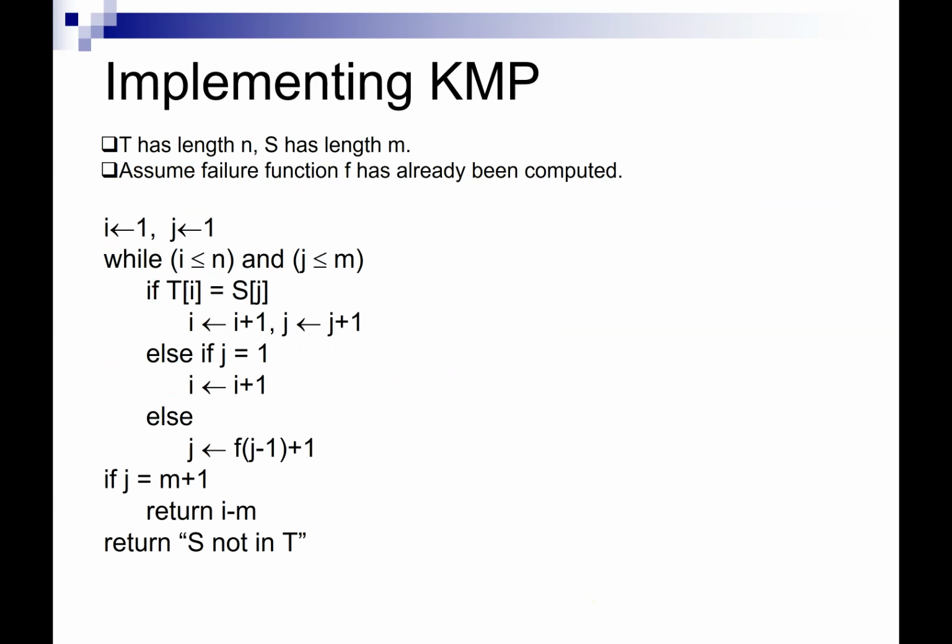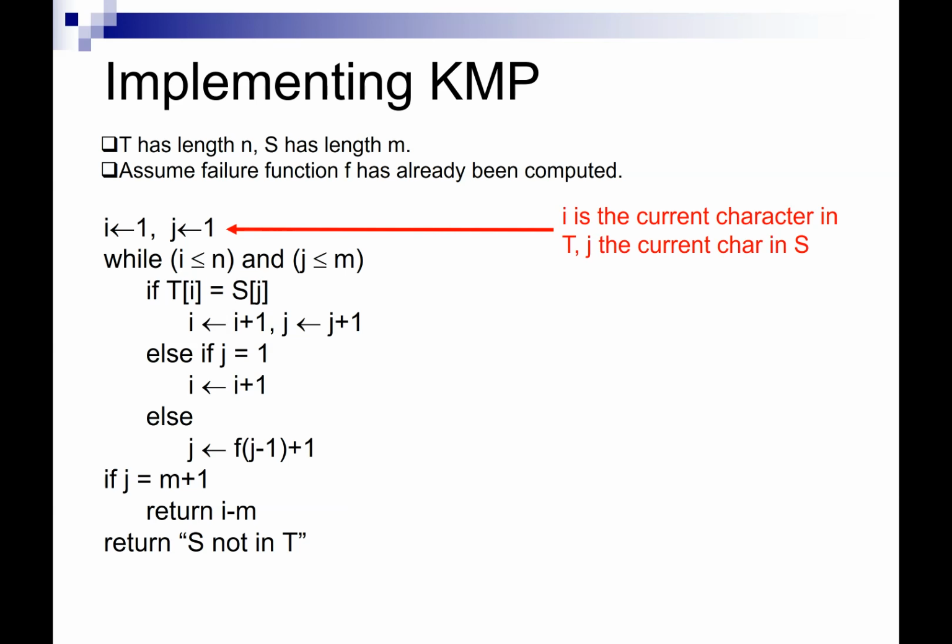Now we can put this together into the KMP algorithm. The KMP algorithm assumes that your text has length n and your pattern has length m. Suppose we've already computed this failure function. Later I'm going to show you how to compute the failure function, but right now let's assume we have this failure function f, and let's see how we use it in the KMP algorithm. So this is the code for the KMP algorithm.